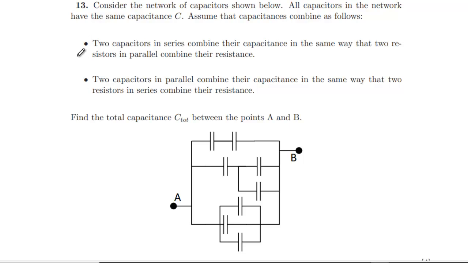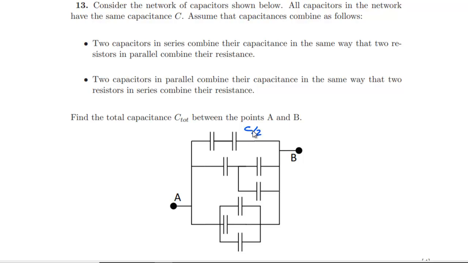That's just going to be your resistor rules, isn't it? And yeah, so it's resistors backwards. Find the total capacitance. So if we've got two in series, that's going to be like having two resistors in parallel, etc., etc. So that is going to be C over 2.